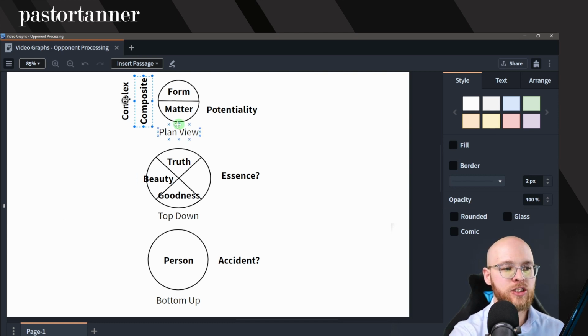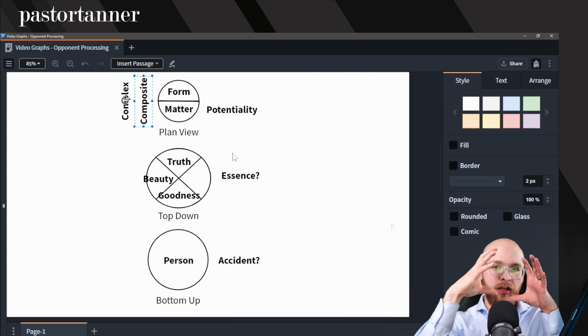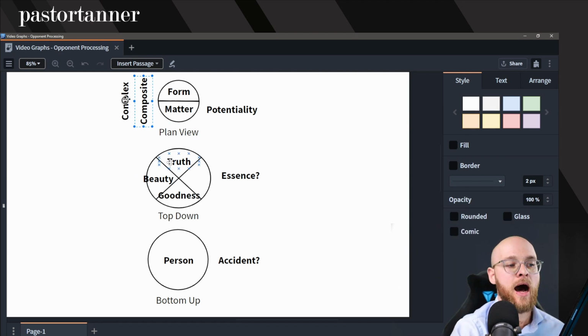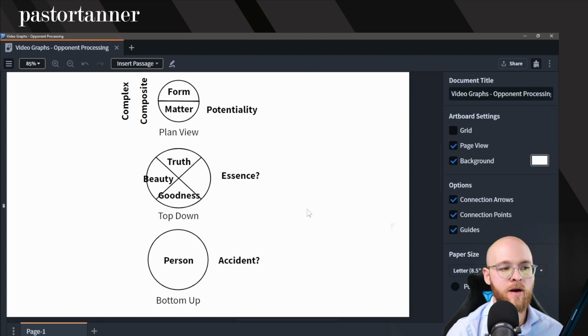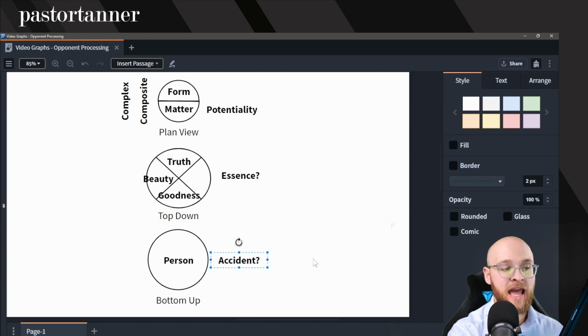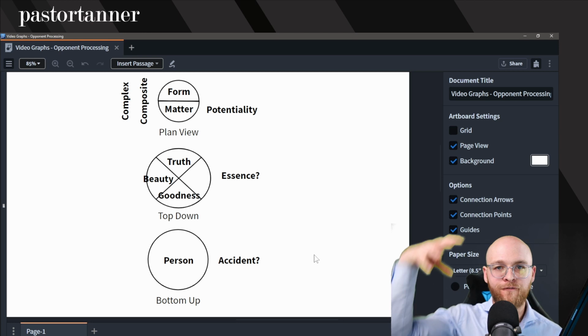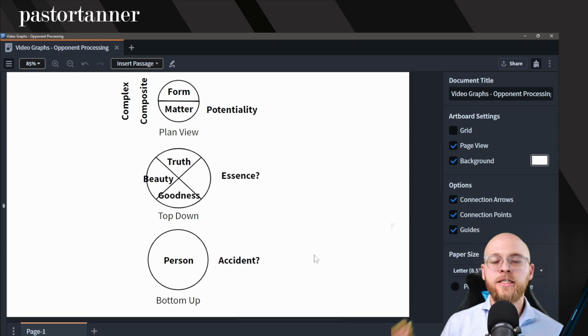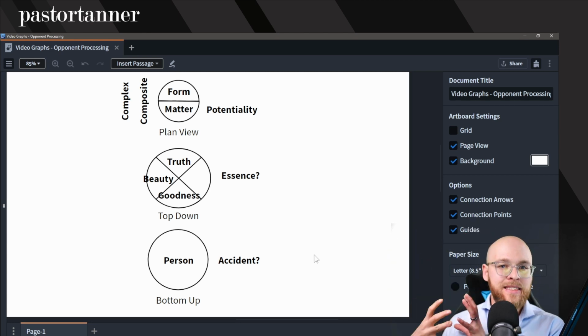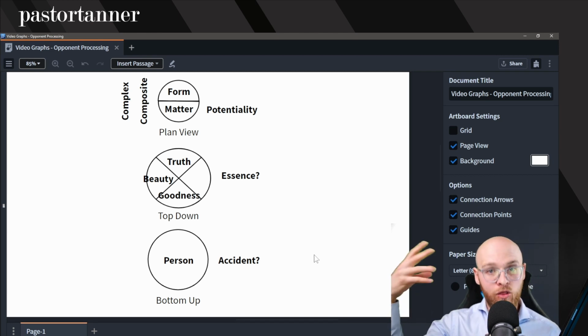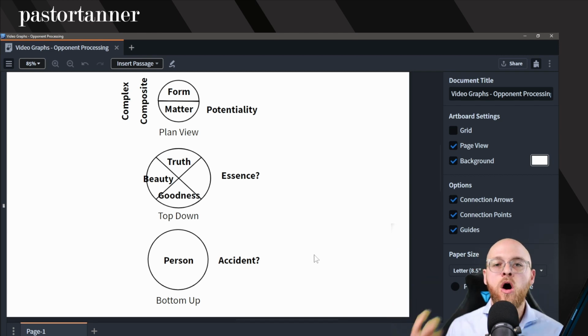All right. And so if I was to look at this form matter composite, think of it like a ball, top down, I would see the forms, truth, beauty, goodness, etc. This is the essence. All right. But if I was to look at the form matter composite bottom up, I would see the accident, the individual person. Okay. The whole point is that the form matter composite actually is a both and. It brings together in a unified way the one and the many. This is the heartbeat of realism, and I think that this is a thoroughly Christian way of looking at things.